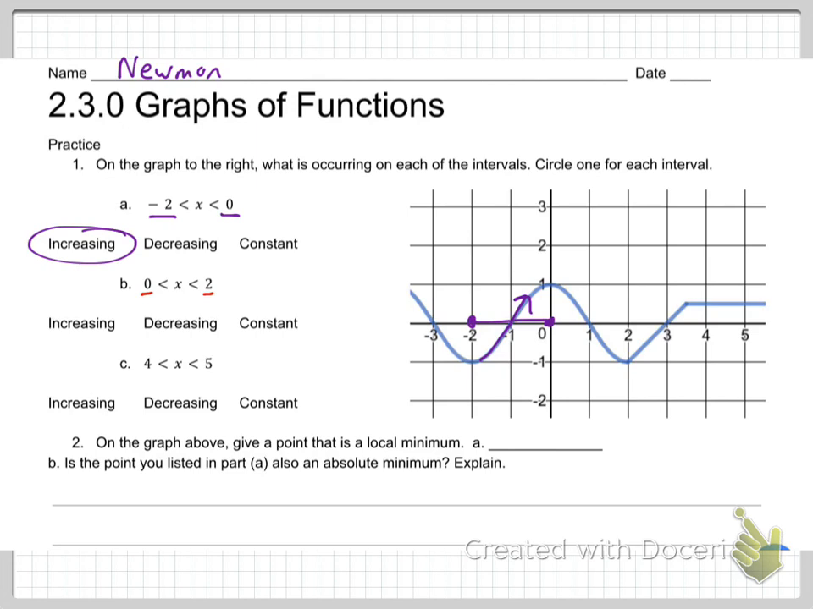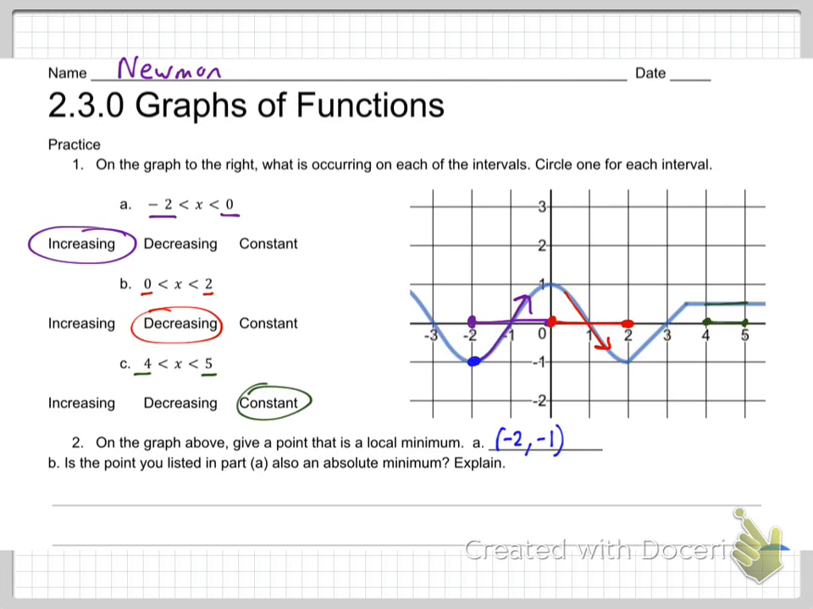The next one, from 0 to 2, is from 0 to 2 right there, and that's as you're going to the right, so that is decreasing. The next interval, from 4 to 5, it's as you're going to the right, that is constant because it's not going up or down.